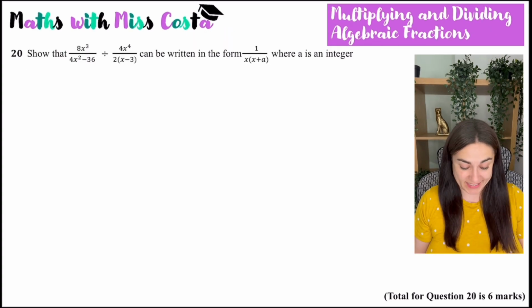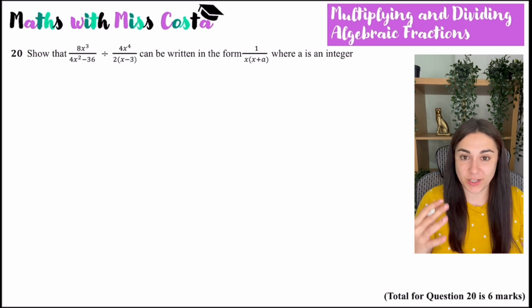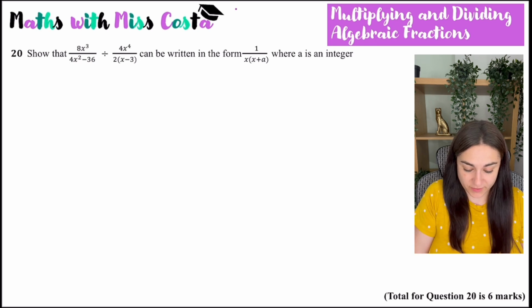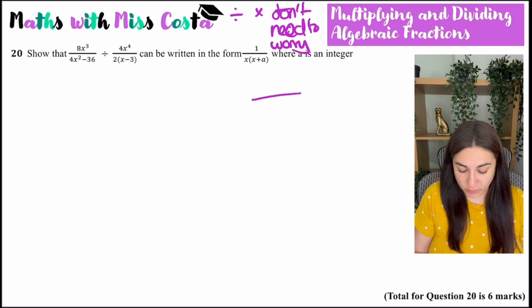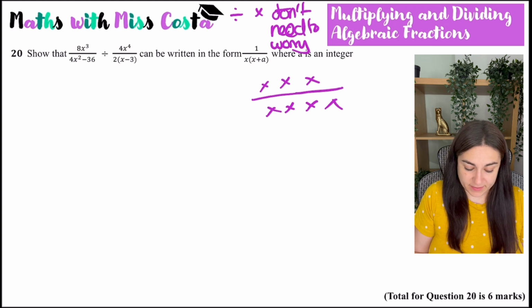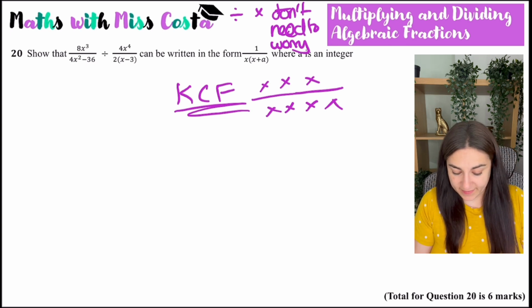Okay, so next up is another slightly tricky algebraic fraction one. This time it's division. So with adding and subtracting, you need the same denominator. With division and multiplying, you don't need to bother. You don't need to worry about denominators, okay? All you need to know is for multiplication, you just multiply the numerators together and you multiply the denominators together. And then for division, you remember keep, change, flip, and that's it. So show that this can be written in that form.